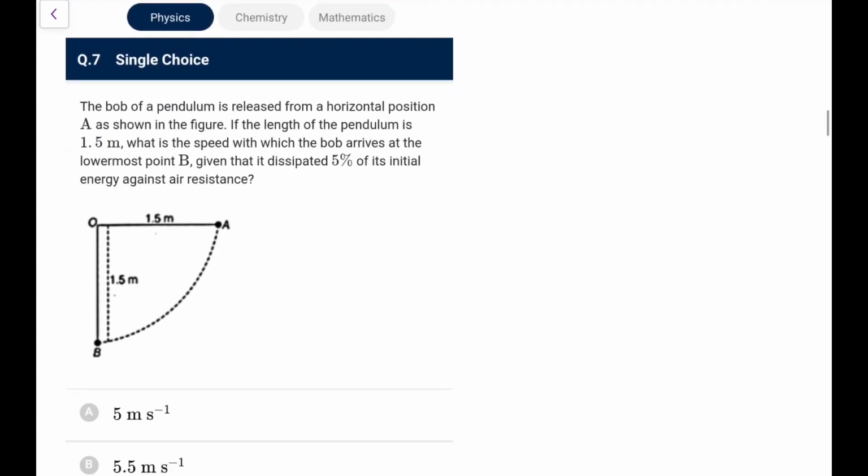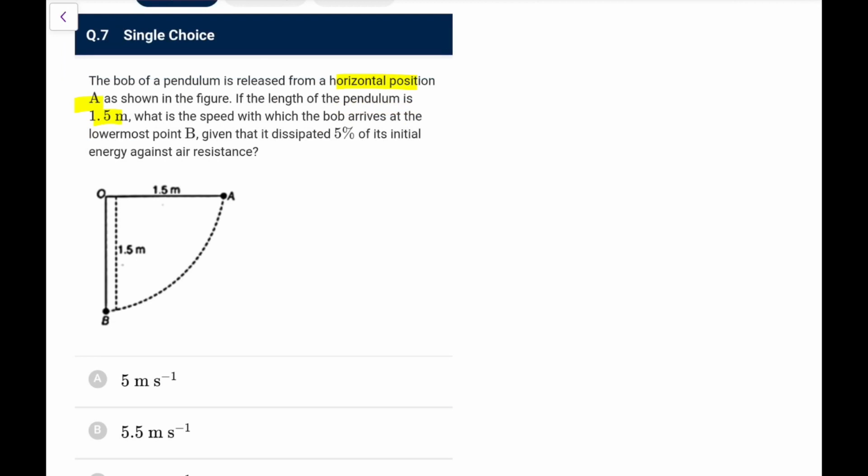Next, the bob of a pendulum is released from a horizontal equilibrium position A. The length of the pendulum is 1.5. Then what is the speed with which the bob arrives at the lowermost point, given it dissipated 5% of its initial energy? So this is the new thing here.